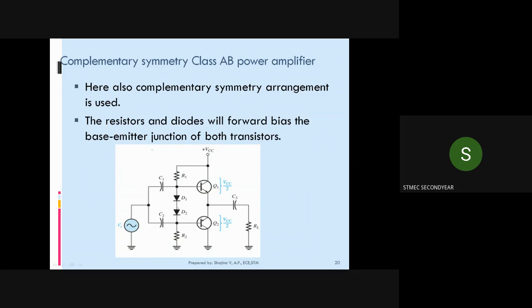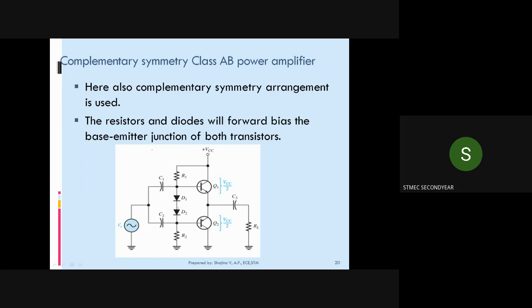So using this voltage, both the transistors will initially be in on condition. That is, even if you are not applying input signals, both the transistors will be on. We use VCC with R1, R2 resistors and D1, D2 diodes. Using this resistor and diode arrangement we are shifting our Q point slightly above the cutoff point. That means the transistors will be in on condition. All the remaining arrangement is the same. We are using complementary symmetry configuration. One is NPN transistor and the other one is PNP transistor.